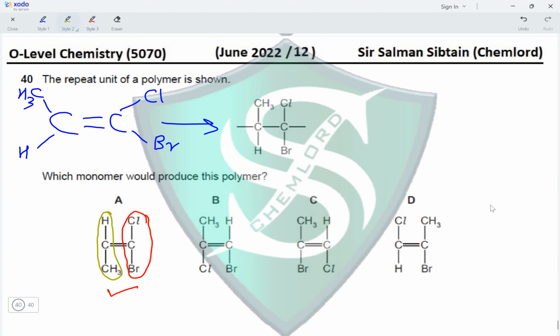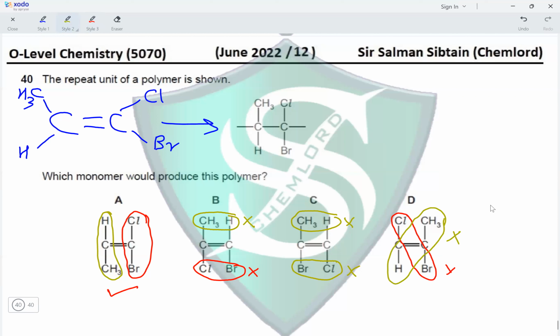Let's look at the other options. Here we have CH3 and hydrogen on two different carbon atoms. Also, we have chlorine and bromine on two different carbon atoms. Definitely wrong. Next, we have CH3 and H on two different carbon atoms, and bromine and chlorine on two different carbon atoms. Definitely wrong. Next, we have chlorine and bromine on two different carbon atoms, and CH3 and hydrogen on two different carbon atoms. So now we know why B, C, and D are wrong. This makes option A the correct option for this question.